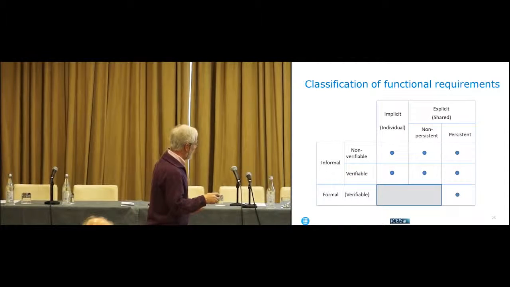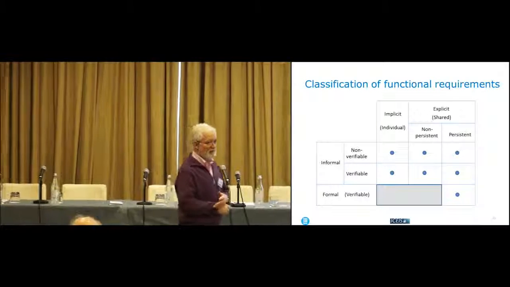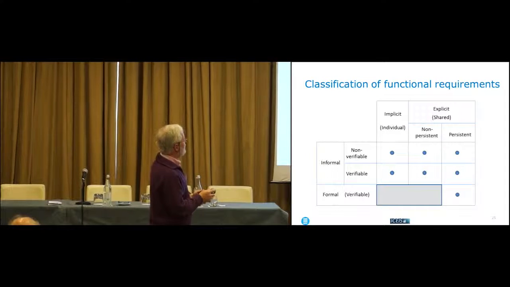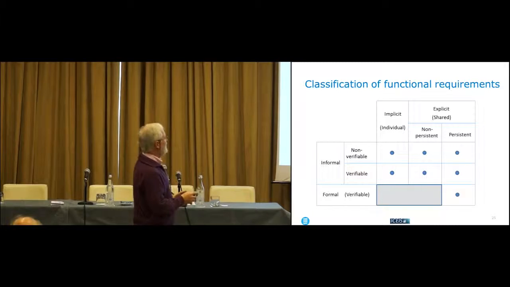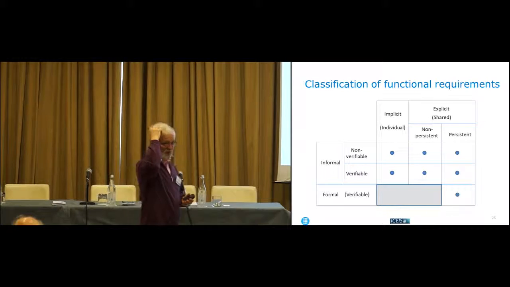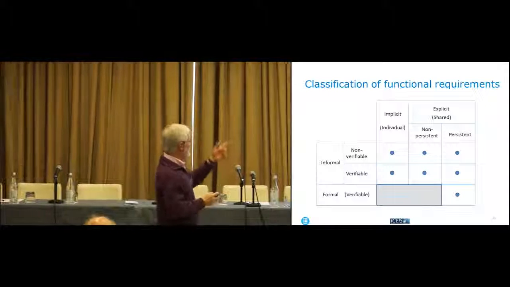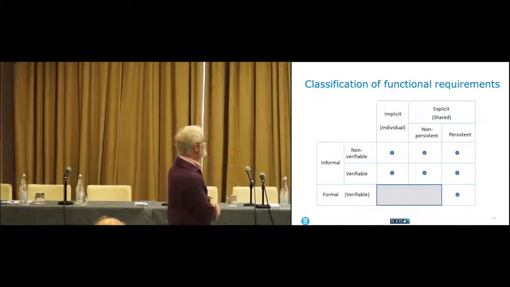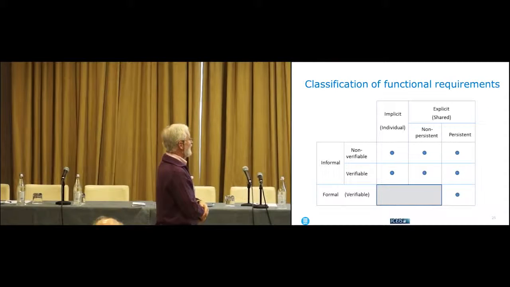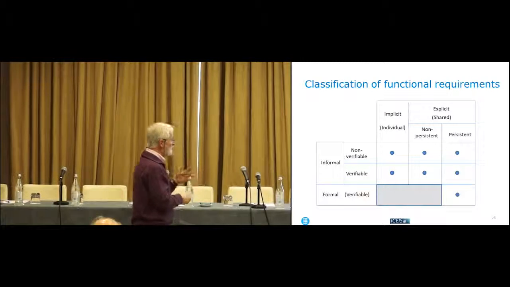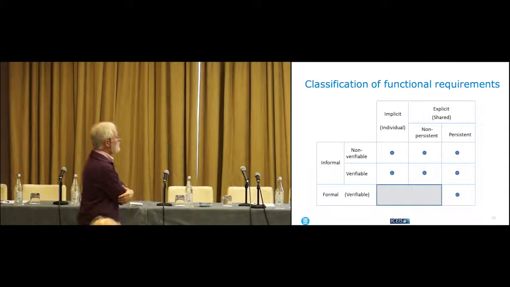You cannot find formal requirements that are not verifiable. Also, if a requirement is implicit, then it is not persistent because I have the requirement in my head. It's not persistent. So there is no classification here, but the other parts are possible. So we find 7 possible forms or ways, so 7 possible kinds of functional requirements in a project.